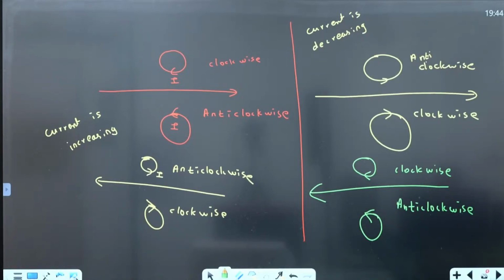So we have to support the left side decreasing current. So the induced current also should be towards the left side. So that is, in the upper loop it is clockwise, in the lower loop it is anti-clockwise.